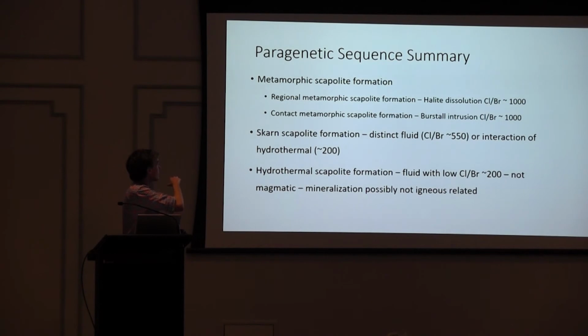Following that, skarn scapolite formation, likely coming from a distinct fluid which has lowered the chlorine-bromine ratio, as well as a potential interaction with the hydrothermal scapolites, which again would have lowered the chlorine-bromine ratio. And then lastly, that hydrothermal scapolite itself with a very low chlorine-bromine ratio. If this is indeed related to the mineralization at Elaine Dorothy, then we can suggest, at least, that these fluids would not have been magmatic.